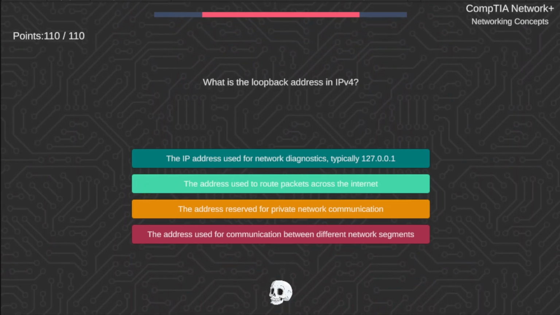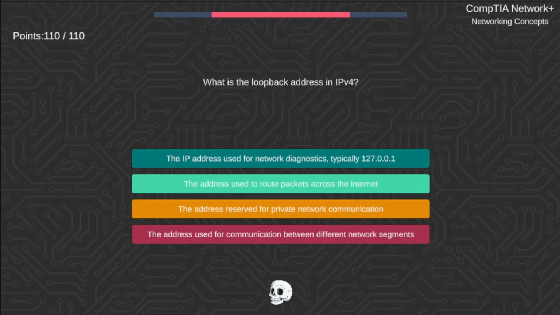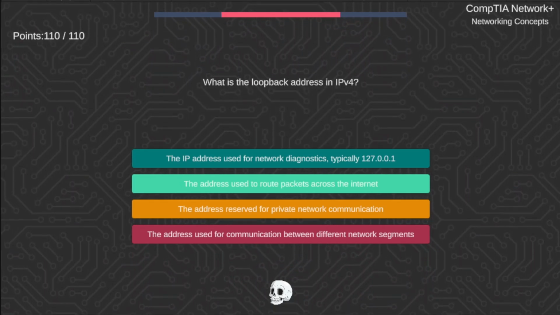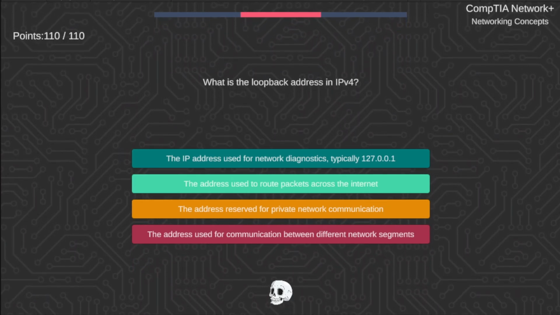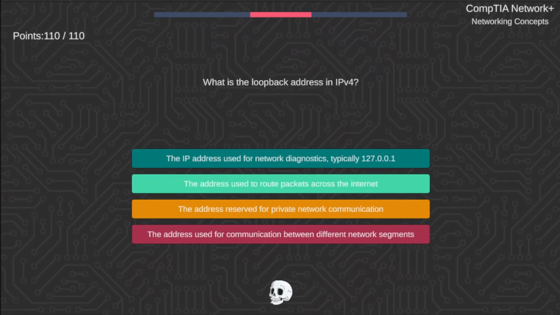127.0.0.1. The IP address used to route packets across the internet. The address reserved for private network communication, or the address used for communication between different network segments. The loopback address in IPv4.